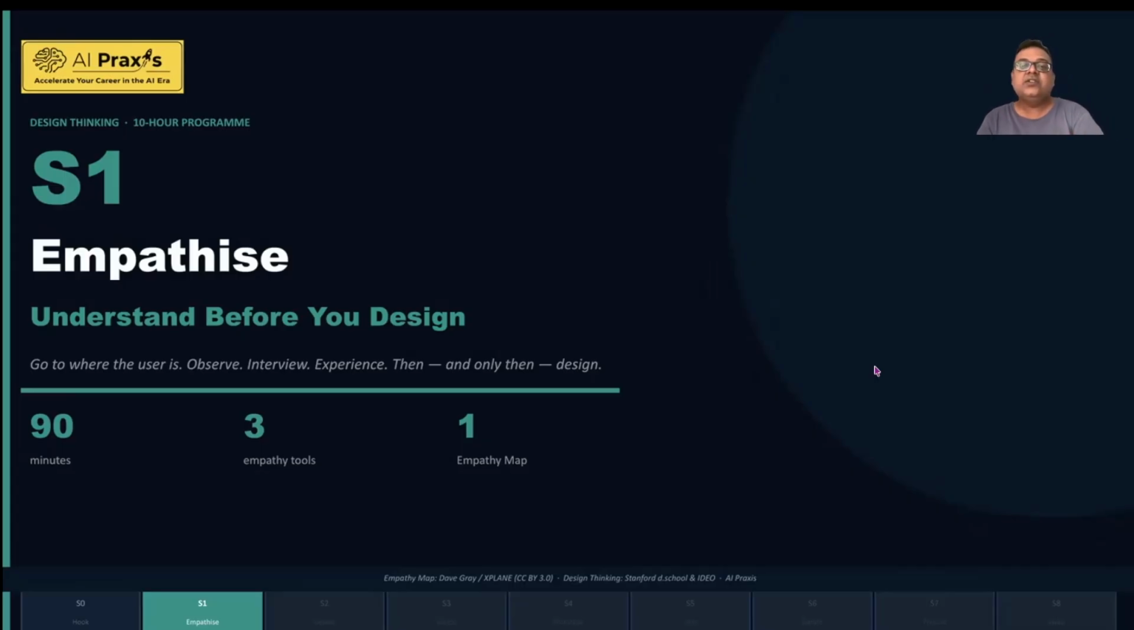Now, let's look at where today's session fits into the overall course. This is session number 1, S1, of our design thinking journey. In S0, we understood why design thinking matters. In the coming sessions, of course, we'll go through define, ideate, prototype, test, iterate, present, and we will wrap up. Think of today's session as laying the foundation. If this foundation is weak, every stage that follows becomes weaker.